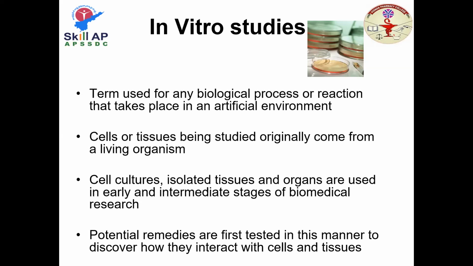So the cells or tissues being studied originally come from a living organism. We have said no cancers. If you want to check breast cancer, we will be separating the breast tissue from a patient who has breast cancer. We lyse the tissue into cells and we'll be culturing them. Cell cultures can be cells or sometimes tissues. Cell cultures, isolated tissues and organs are used in early and intermediate stages of biomedical research.